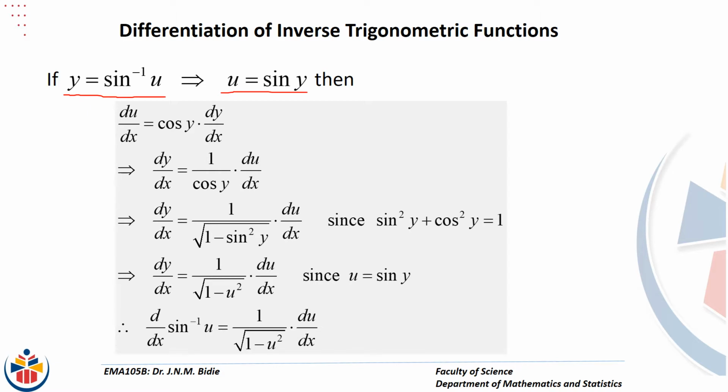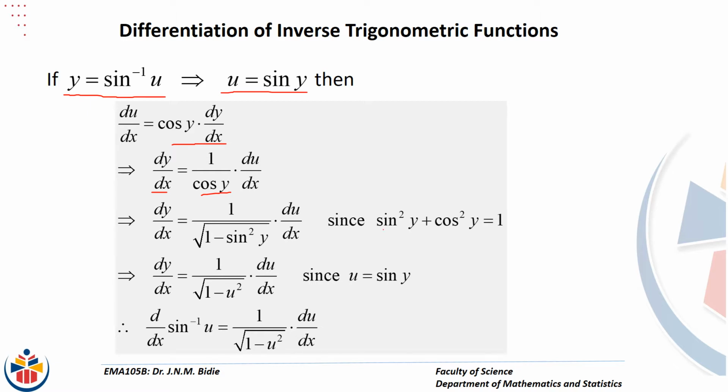Then we find the derivative of the expression u equal to sine y. On the left, we have du over dx. On the right hand side, we have cos y times dy over dx using the chain rule, because both u and y are functions of x. We make dy over dx the subject, giving us 1 over cos y multiplied by du over dx. And then we want to replace cos y with an expression that has got sine y, because we already have u equal to sine y.